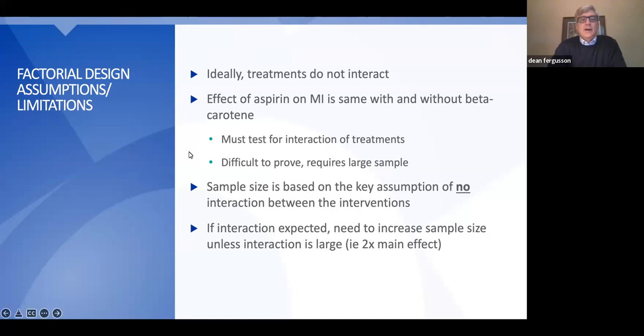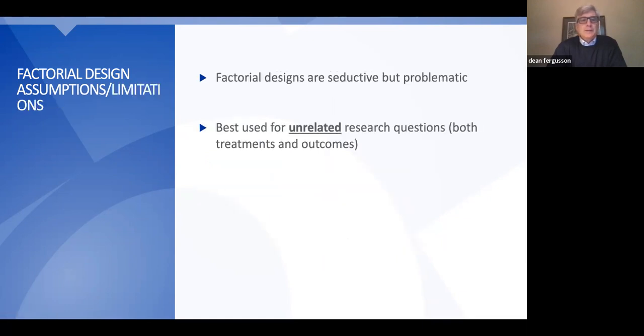And the sample size, again, is based on this key assumption that there's no interaction. If there is a little bit of interaction or moderate interaction, then you have to adjust the sample size. And then they become far less efficient because the sample size increases a fair amount, in some cases up to four times. Yeah, so that's a factorial study.